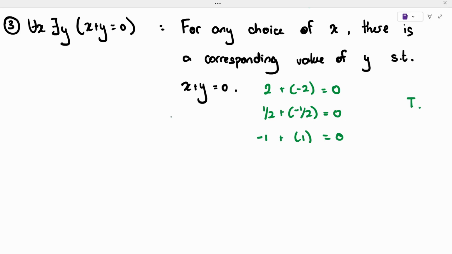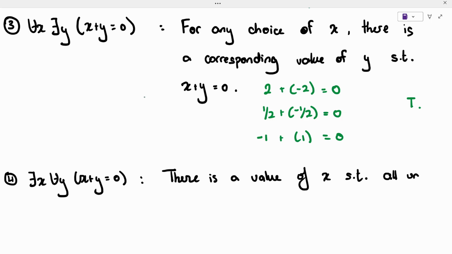So this statement is true because for any value of x that we choose, we could find a specific value of y corresponding to that value of x to make the statement true. In this last one, we have there exists x such that for all y, x plus y is equal to 0. This means that there's a value of x such that all values of y satisfy the statement x plus y is equal to 0.